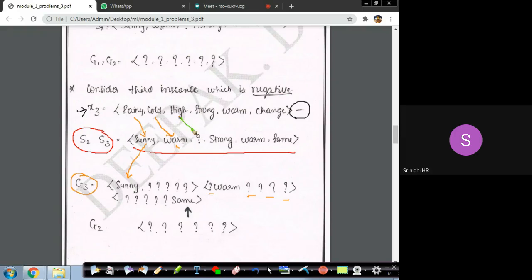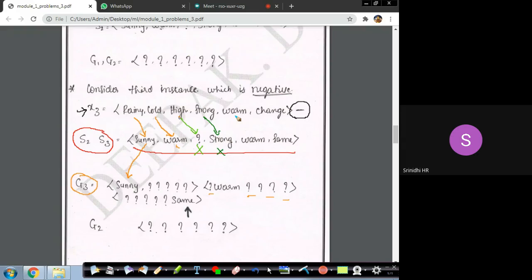It is the third attribute. Here I'm having high and general. In this case, I'll be neglecting this. Next, I'm having fourth attribute, strong and strong. It remains same. So if it is general or if it is same, I'll be neglecting that particular attribute.